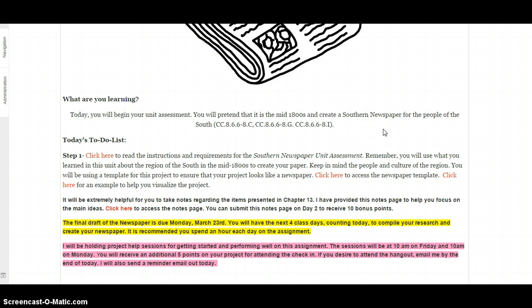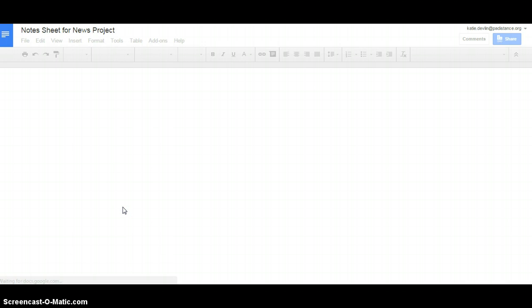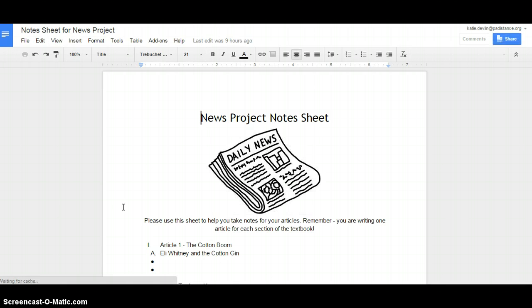It will be extremely helpful for you to take notes regarding the items presented in Chapter 13. I've provided this notes page to help you focus on the main ideas. Click here to access the notes page. So you will have the next 2 days to work on your notes. That is something I'd really recommend that you do. Ideally, I would like you to spend 2 days taking notes and getting ready, and then 2 days constructing your project.